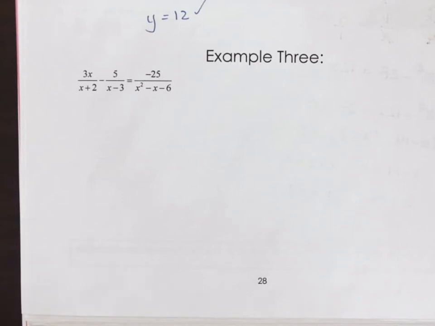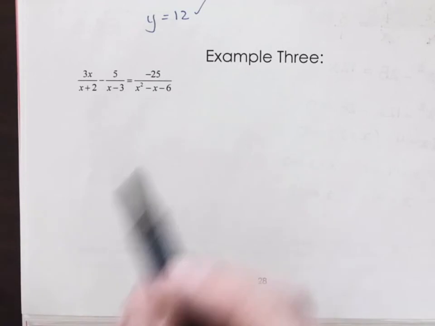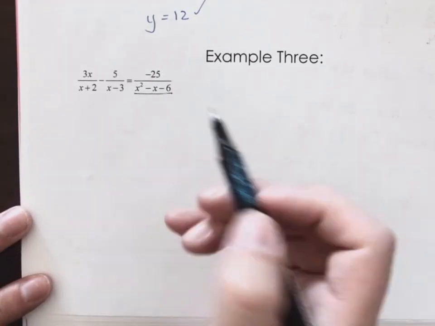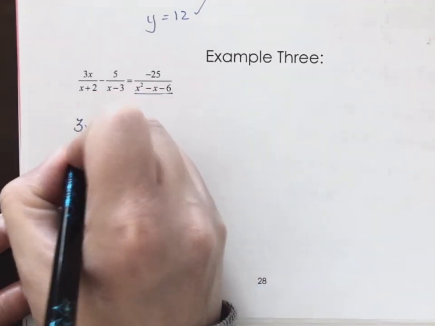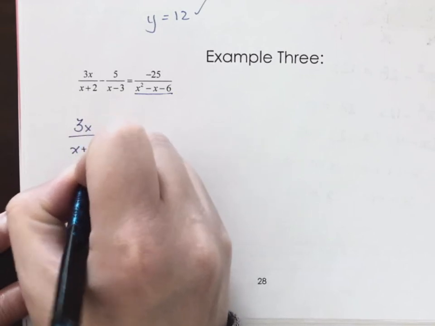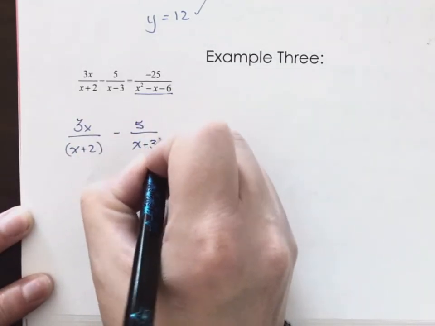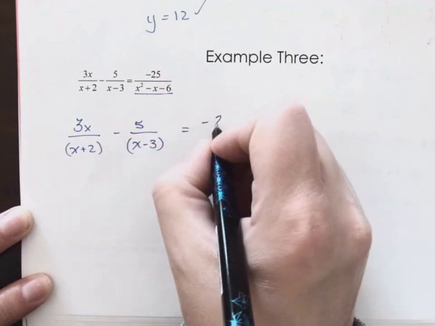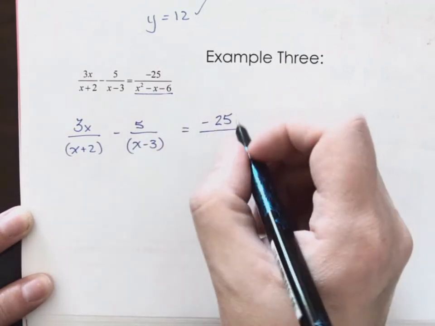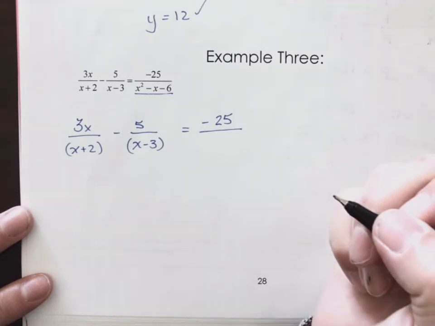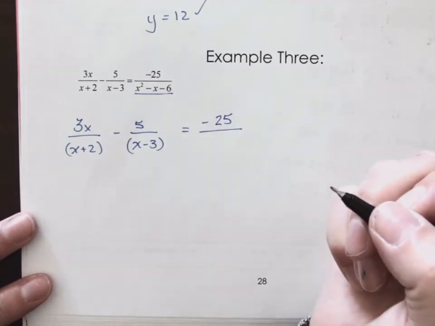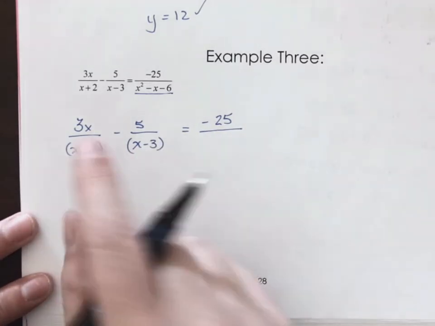So what's step one? Factor. And really the only thing I'm factoring is this. I like to put brackets around my denominators just so that I remember that they're a set. Factors of negative 6 that add up to a negative 1. Negative 3, positive 2.